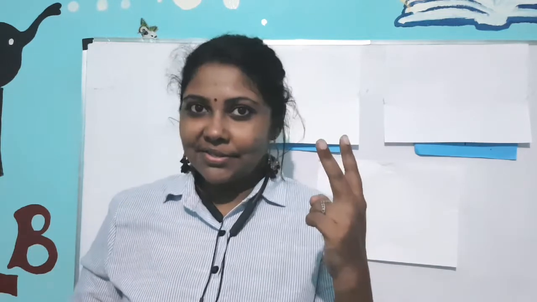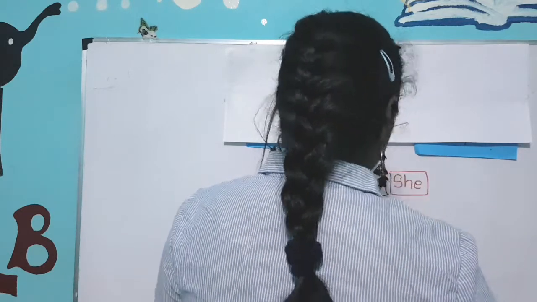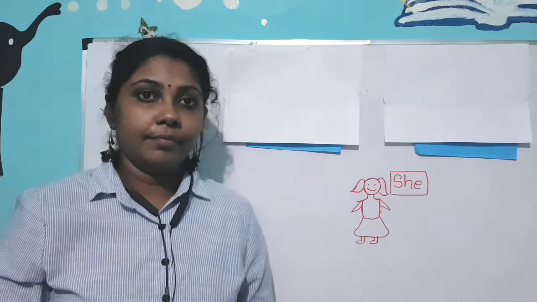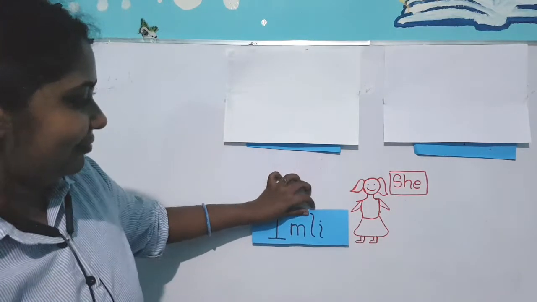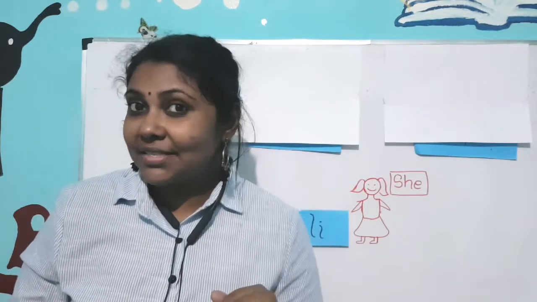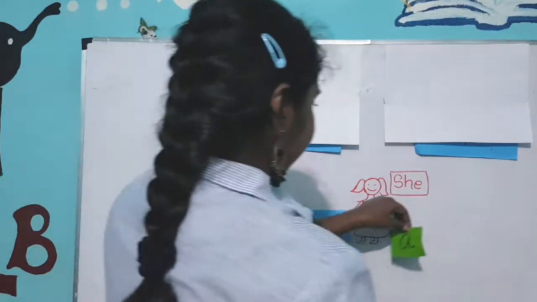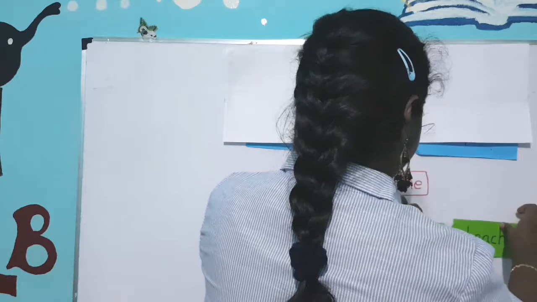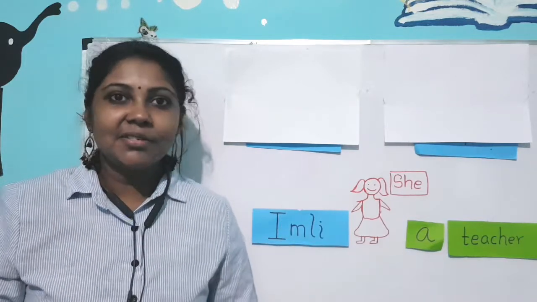Okay, today, second day. In the previous lesson, we talked about a girl. Who is she? Emily. Emily is a... I couldn't hear you. Emily is a teacher. Good. She is Emily. Emily is a teacher.